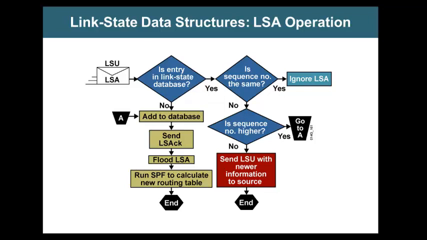Whenever there is a change, a link state advertisement will be sent. But while sending, it will always increment the sequence number. Every update will have a sequence number. That sequence number will be incremented by 1 whenever there is a change, whenever LSAs are sent. So this advertisement, link state advertisement or link state update, is coming into the router.